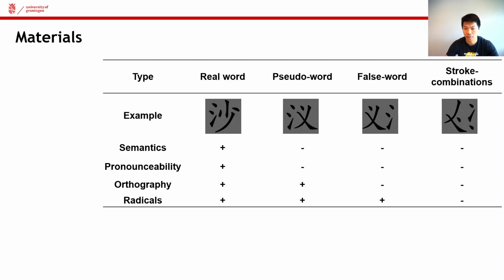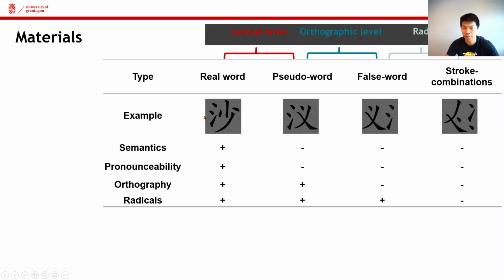And they follow the orthographic rule of a Chinese character. And the fourth word type is not pronounceable and has no semantics, and also their orthographic positions are not legal in the system, and these are stroke combinations, which have no radicals at all. So by comparing two of the word types, we obtain the different levels of Chinese word lexical decision making.